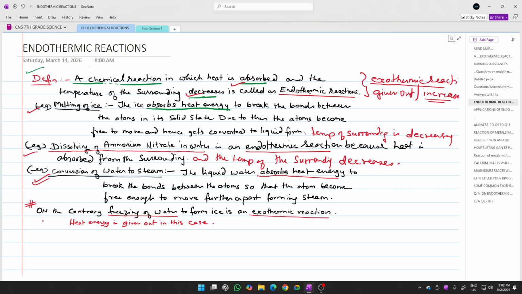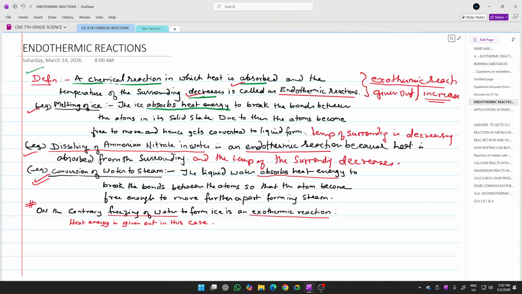Next is, on the contrary, freezing of water. Now let us see what happens in the case of freezing of water. Water freezing means the water is getting converted into ice. That is known as freezing of water. When water is getting converted into ice, the molecules of water are coming together. They are coming closer to each other, so that they get converted into a solid form, which is nothing but ice. This is what is meant by freezing of water.